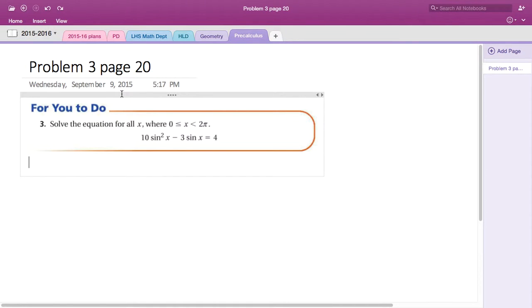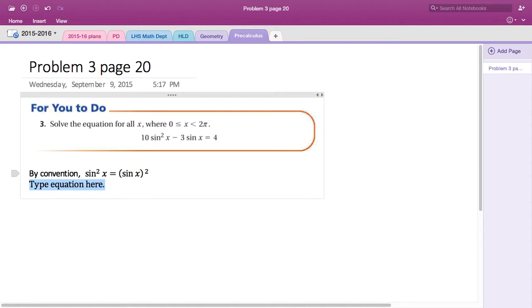This video is to go over problem number 3 on page 20. It says solve the equation for all x where x is somewhere between 0 and 2 pi, but 2 pi is excluded. The equation is 10 times sine square of x minus sine of x equals 4. By convention, sine square of x means sine of x squared.